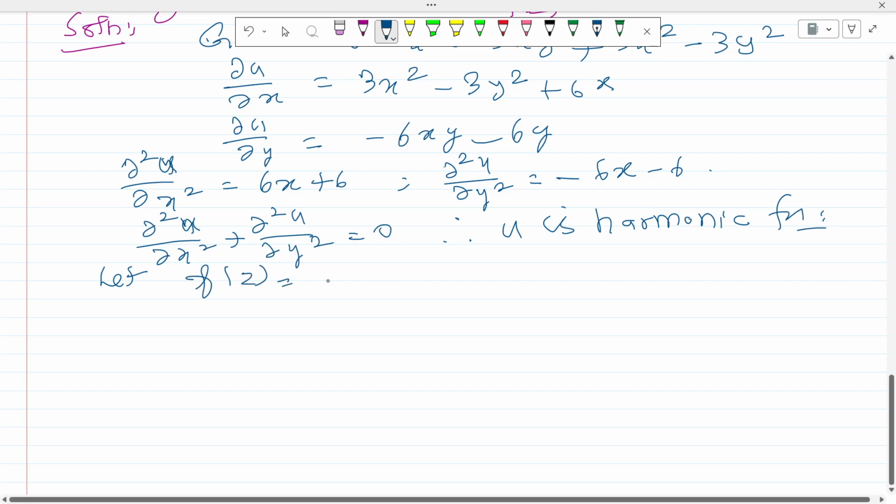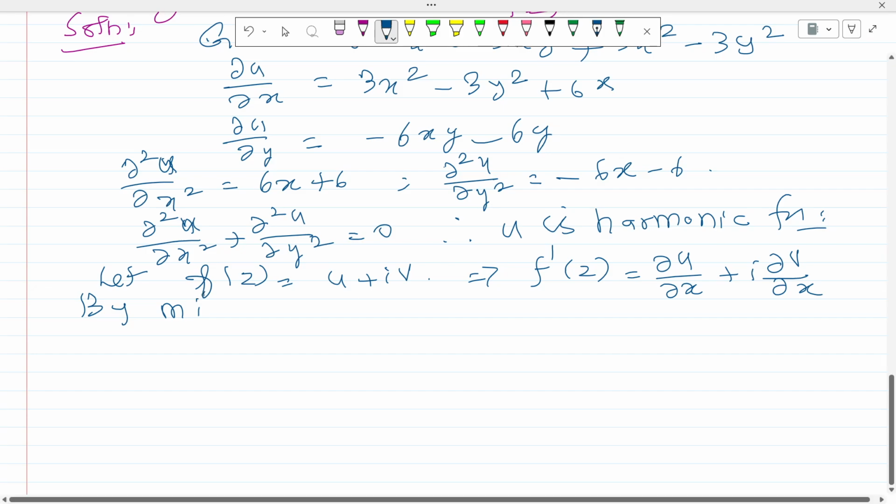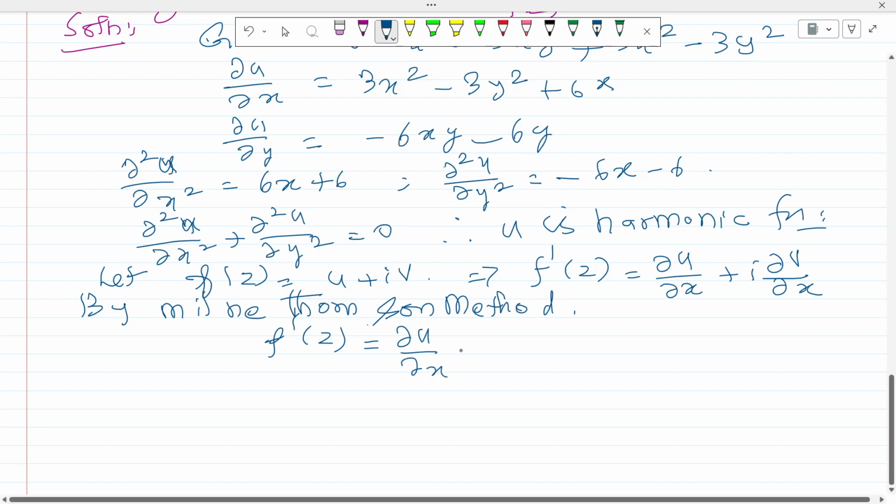f of z equal to u plus iv. Then f dash of z equal to ∂u/∂x plus i ∂v/∂x. By the Milne-Thomson method, f dash of z equal to ∂u/∂x minus i ∂u/∂y.